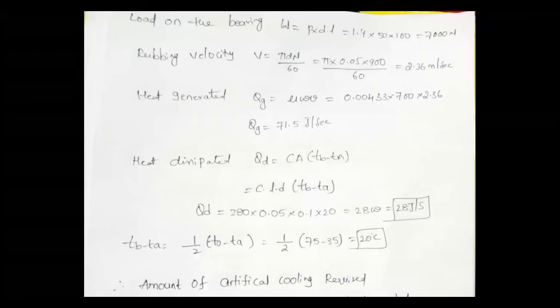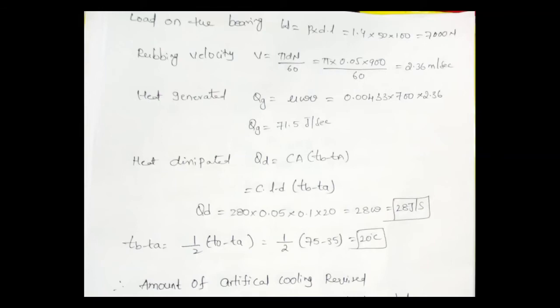Heat dissipated equals C into A into (Tb minus Ta). Small here, capital, whatever it is, no problem. So the C value is the heat dissipation coefficient, and your A value is L into D. And the Tb minus Ta value can be calculated as half of (T0 minus Ta). Same procedure, which we already applied in your earlier problem also. Now calculate the amount of heat dissipated. You get 28 joule per second.